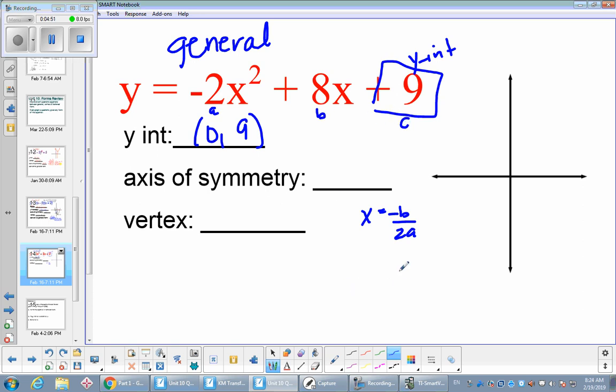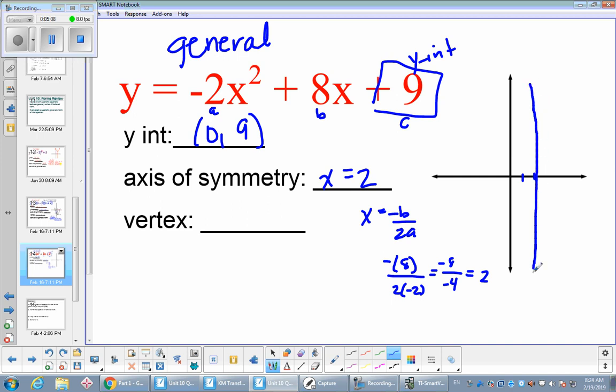So my b value is 8. So I write negative 8 over 2 times a, which is negative 2. So I get negative 8 over negative 4, which is now 2. So what that means is my axis of symmetry is right here at 2, if I can draw a straight line. And what I always know when I know the axis of symmetry is I know the x-coordinate of the vertex. So these should always match.